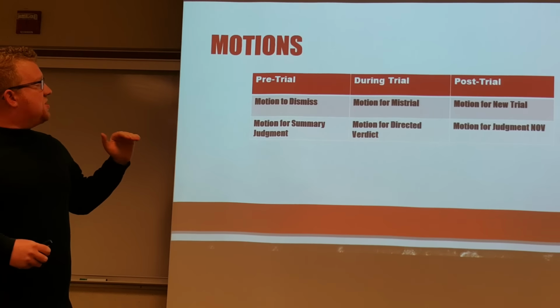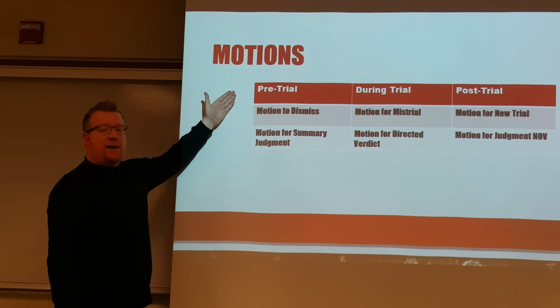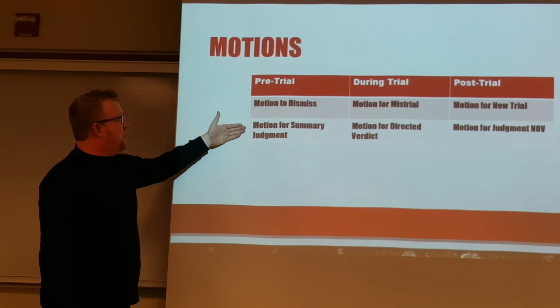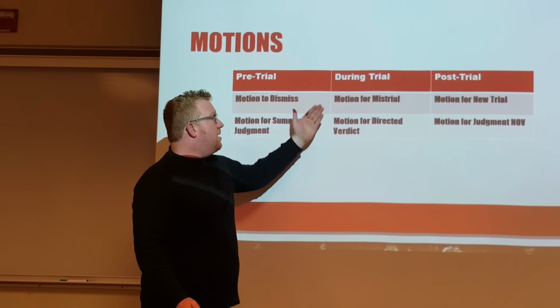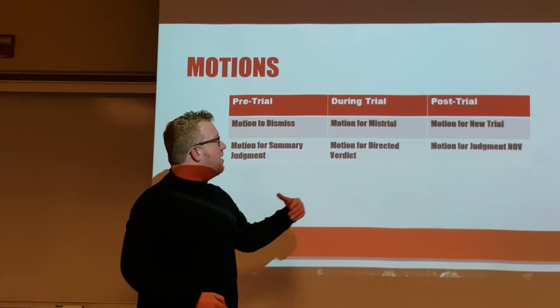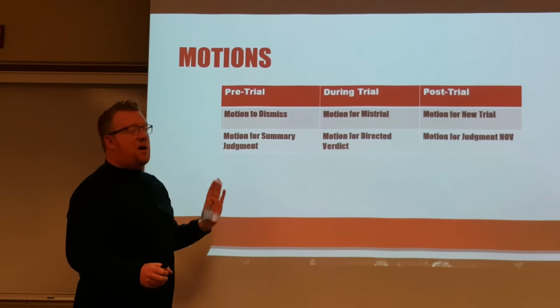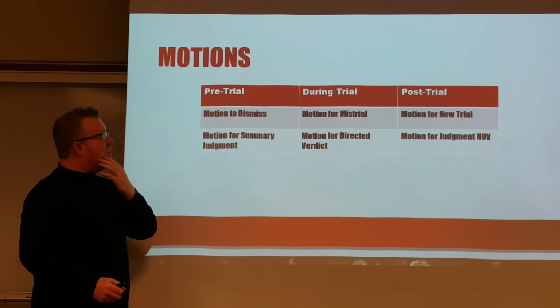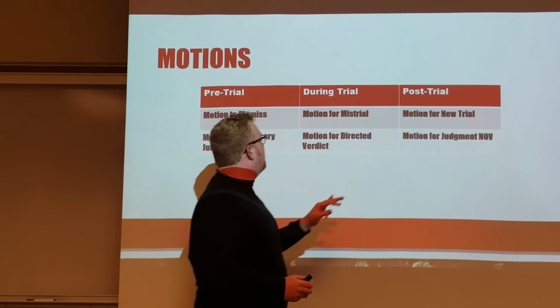So let's just look at these one more time on a chart. You see that pre-trial, you have your motion to dismiss and your motion for summary judgment. During your trial, you're going to have your mistrial and your directed verdict. And post-trial, you're going to have your motion for new trial and your motion for judgment NOV. Now, if you look at these, they are really, really similar, okay? Especially these three down here in a row, really similar.